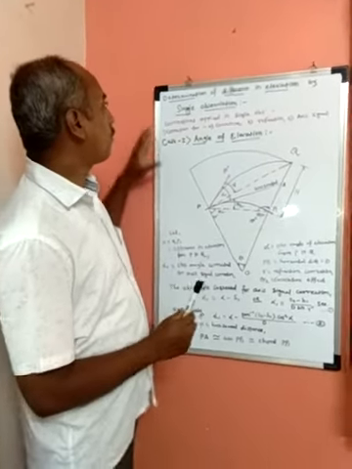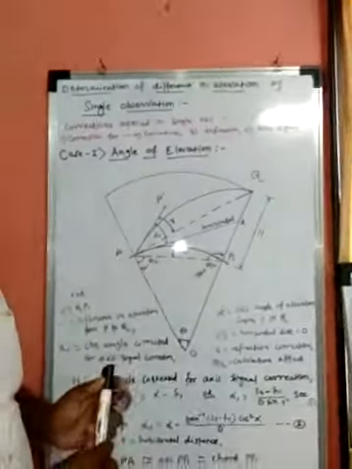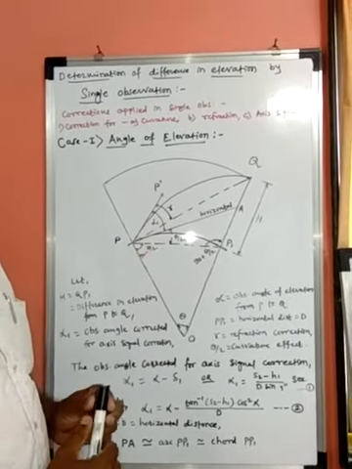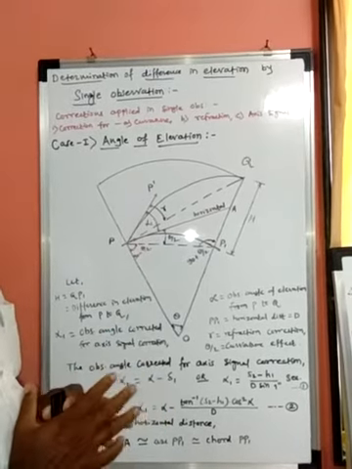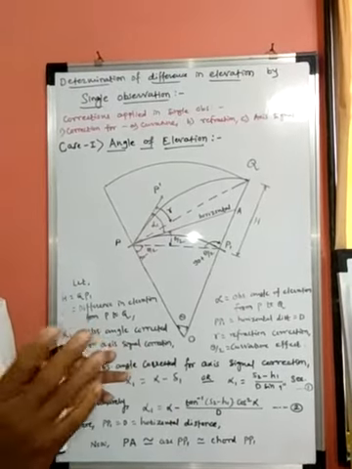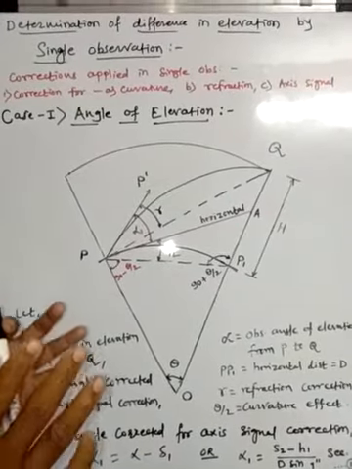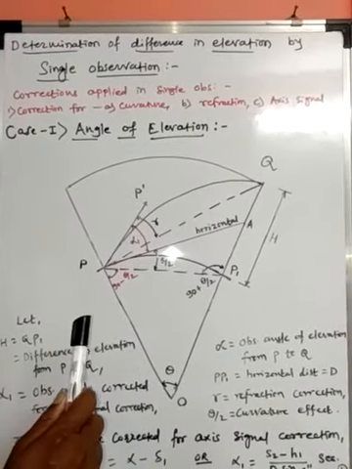Let's see today's topic: determination of difference in elevation by single observation. This part belongs to trigonometrical leveling and is related only to single observations. These single observations are taken between two points P and Q.